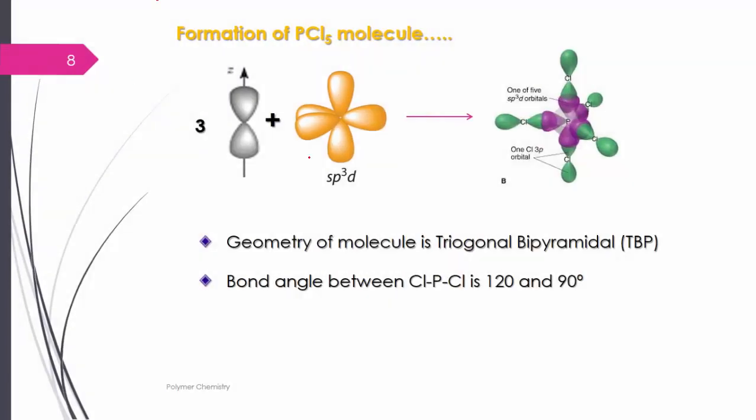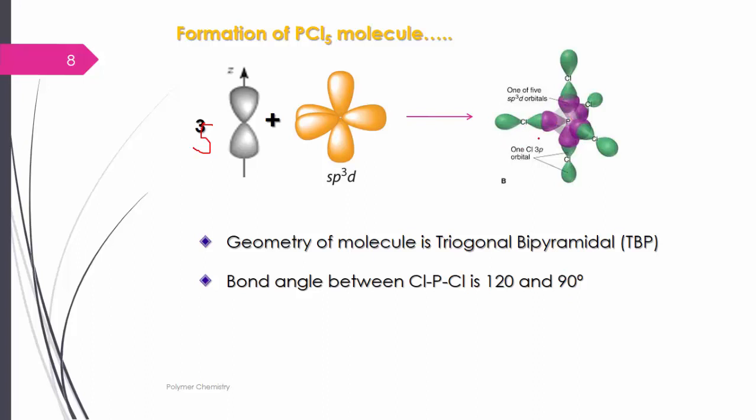Now further, the formed sp3d hybrid orbitals combine with the 3p orbitals of the chlorine atoms to form the PCl5 molecule. So 5 chlorine atoms combine to form the PCl5 molecule. The geometry of this molecule is trigonal bipyramidal, and the bond angle between Cl-P-Cl is 120 degrees, and the other Cl-P-Cl angle is 90 degrees. One angle is 120, one angle is 90 degrees.